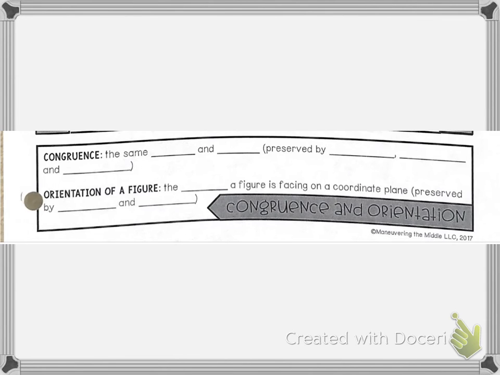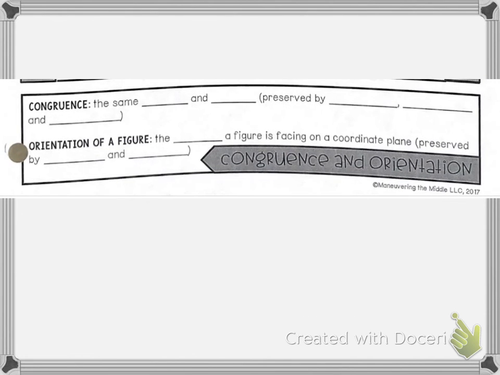Let's go look at congruence and orientation. So congruence, the same size and shape, will be preserved by translation, reflections, and rotations. So whatever you do, whether it's translation, reflection, rotation, it will keep the same size and the same shape.